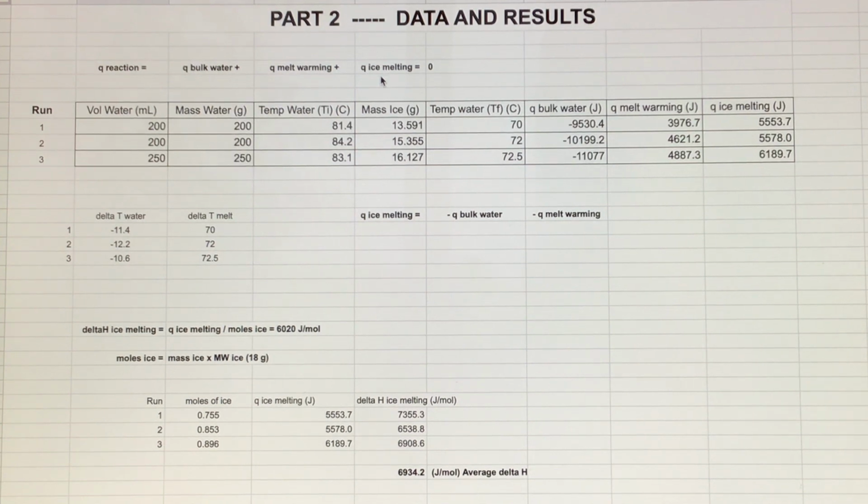Will it be an exothermic reaction or an endothermic reaction? What do you think? Let's see. So I used the equation Q equals mass times Cp times delta T to calculate the Q bulk water, the Q melt warming, and the Q ice melting, using their respective masses, their own delta T's, and the Cp.